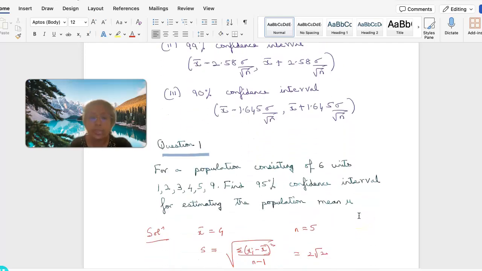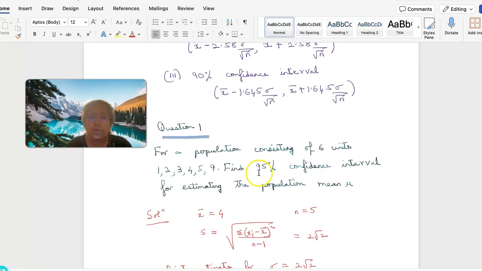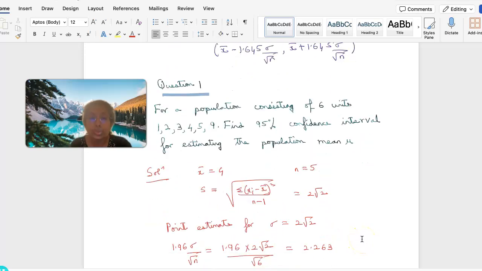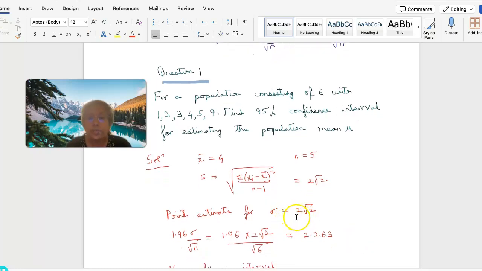Let's start with problems. For a population consisting of 6 units, 1, 2, 3, 4, 5, 9, find the 95% confidence interval for estimating the population mean mu. So x bar is 4 here, you can calculate. s is given by the formula we learnt in the last session, square root of sum of (xi minus x bar) the whole squared by n minus 1. When you substitute you get 2 root 2. So the point estimate for sigma is 2 root 2 and now we calculate 1.96 sigma by root n, that is 1.96 times 2 root 2 by root n.